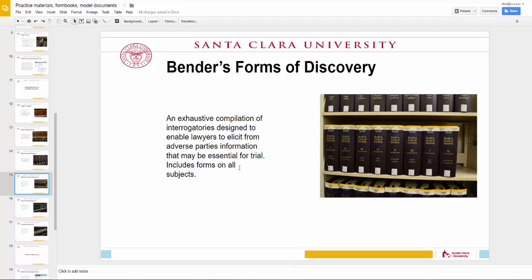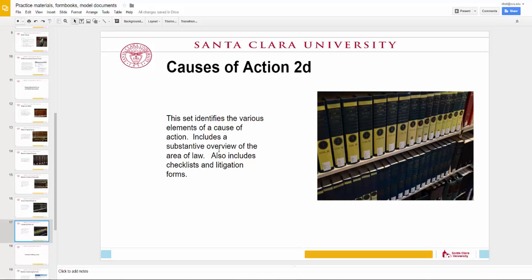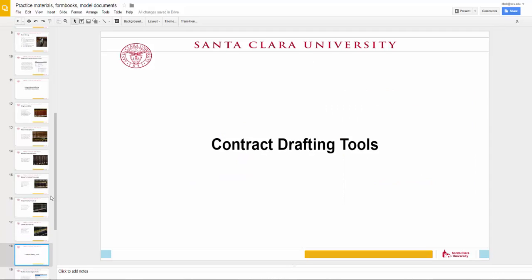You'll be surprised how specific many of these model interrogatories can be. Proof of Facts we already went over, but it does include forms for interrogatories as well as sample depositions. And Causes of Action includes checklist and litigation forms.